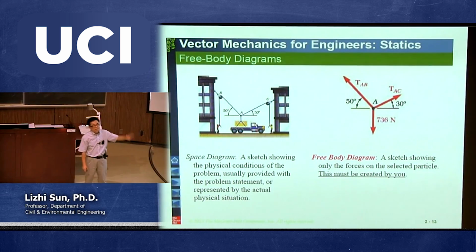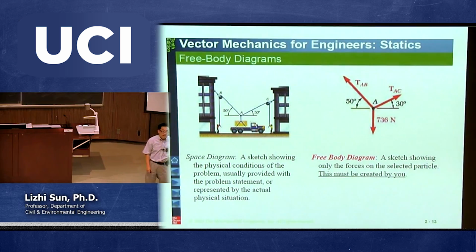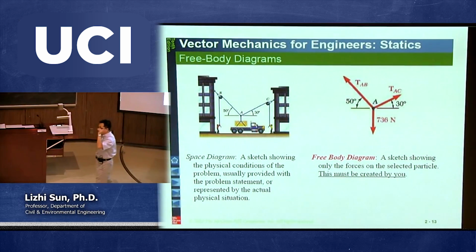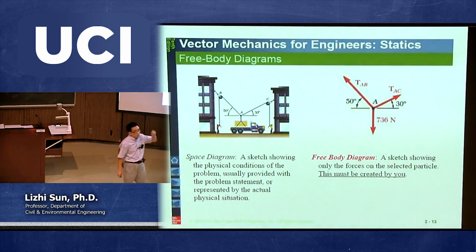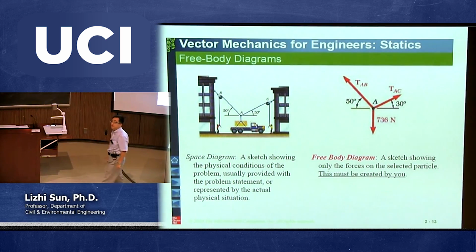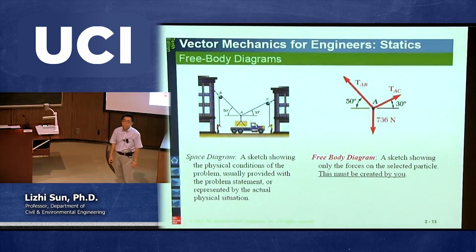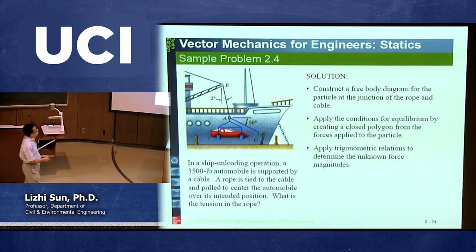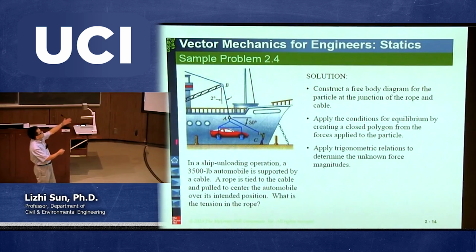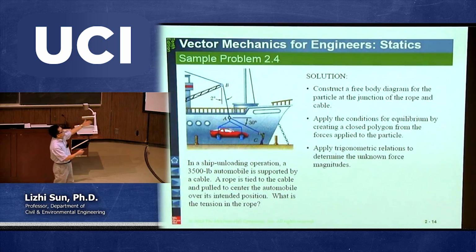Especially in this chapter, to draw a free body diagram, all you need to do, number one, is to find that particle, with all the connections to that particle at only one point. Number two, you put all those equivalent forces on that particle. Then you calculate all the components, add them together, and set them equal to 0. That's why yesterday I gave you two examples. This is the first example. You see, this is a real scenario: people trying to unload a car from the ship to the ground.